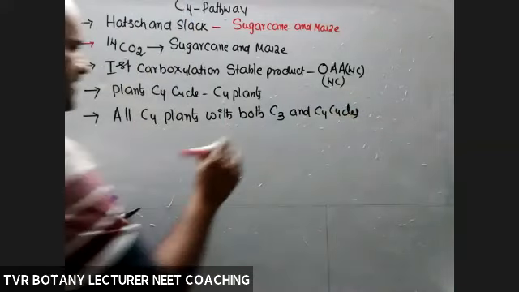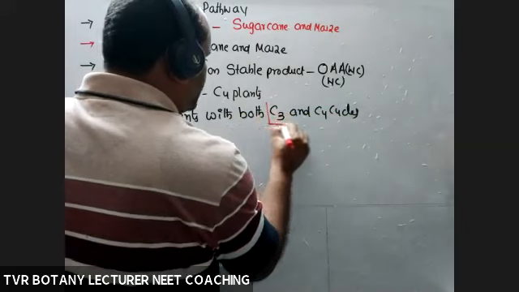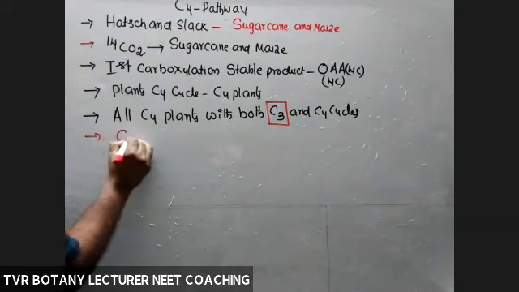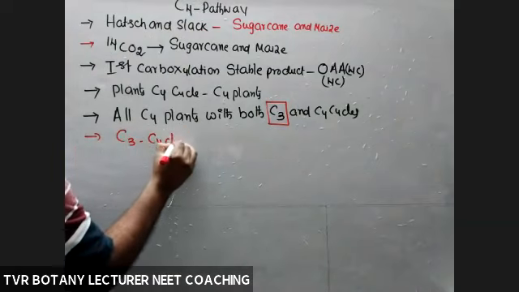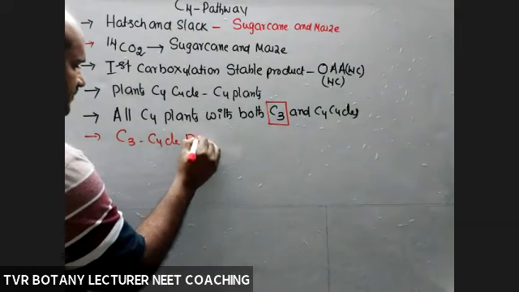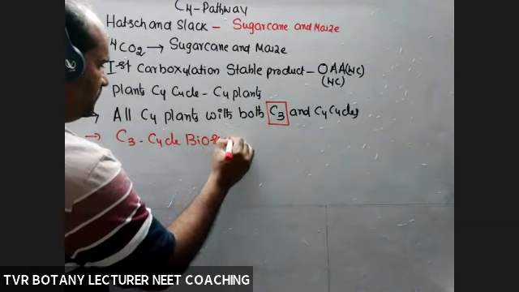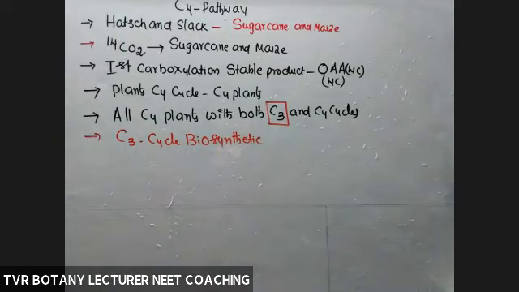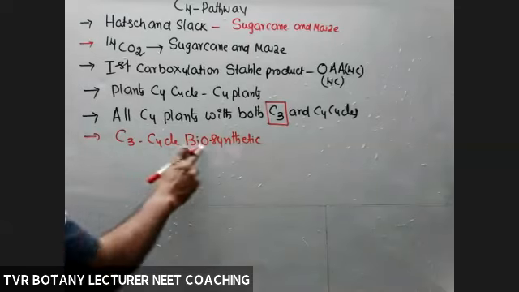Reason, C3 is the only biosynthetic pathway, during which C of CO2 is reduced into carbohydrate. So C3 cycle is a biosynthetic pathway. Biosynthetic pathway means it is able to reduce or cause assimilation of carbon. Carbon is reduced into carbohydrate. Hence the name biosynthetic pathway.